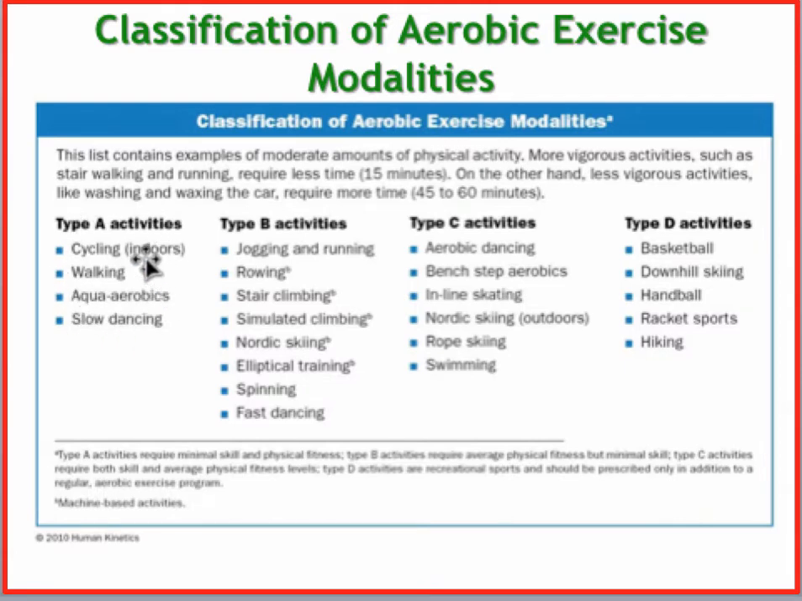The difference between type A activities and type B activities is that type A activities don't require very much initial fitness to perform these activities for long periods of time. Whereas type B activities tend to be a bit more vigorous, and they require more fitness to be able to perform these activities for long periods of time. Type C activities require more skill, and so the ability to perform these activities for a longer period of time is dependent upon building the skill to be able to perform these activities.